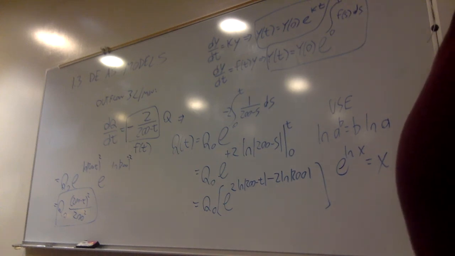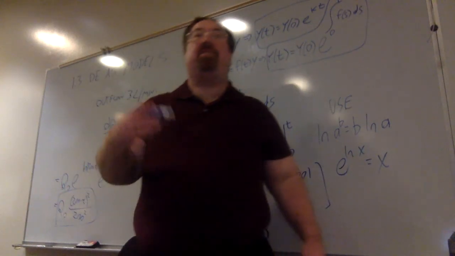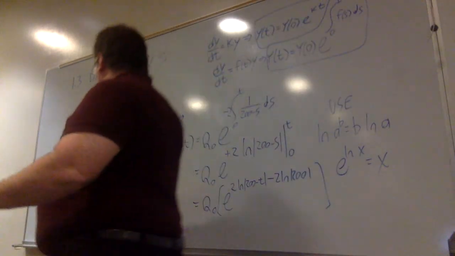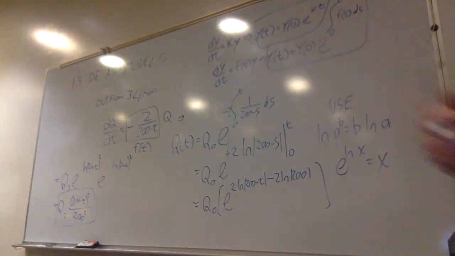So what happens is, as time marches forward, this numerator is going to get smaller. That fraction multiplying Q naught will go towards 0. When t equals 200, the whole thing will be 0. There will be no dye in the tank because there's no solution either.